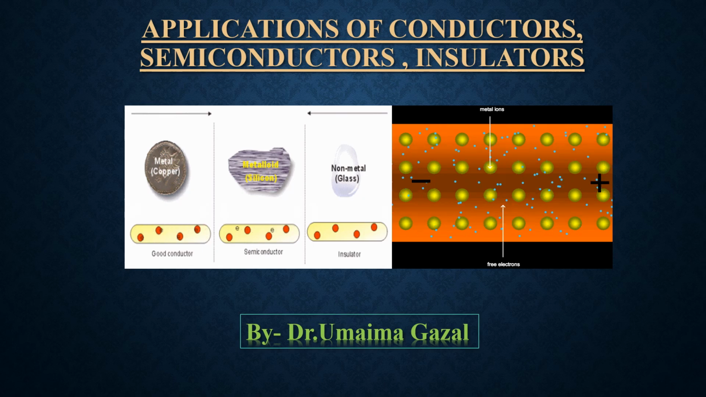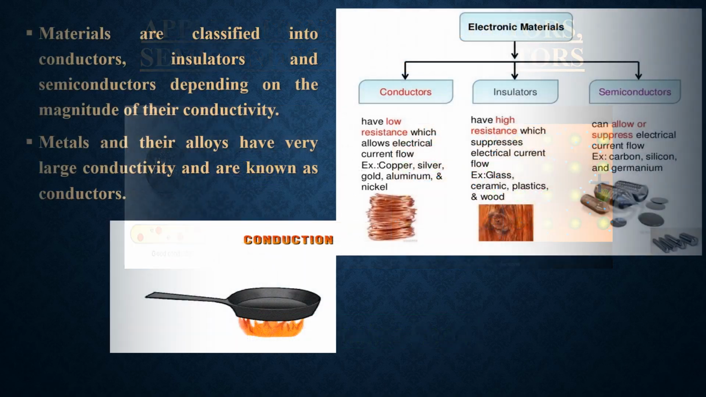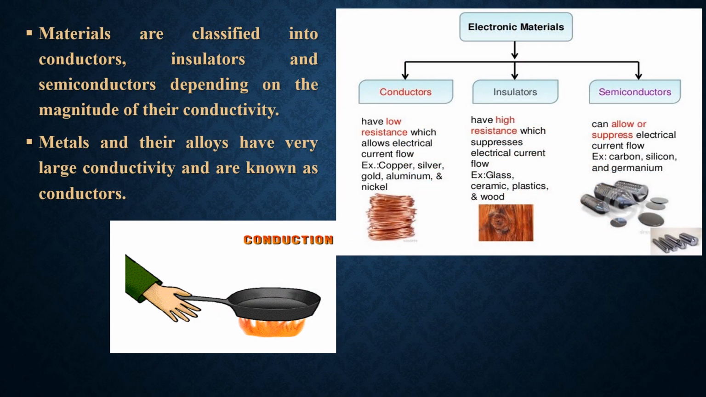Or you can say the substances which allow the flow of current are called electrical conductors, and the conductors are broadly classified in two categories: metallic or electronic conductors, and electrolytic conductors. When we are talking about conductors or materials, these all are said to be electronic materials. Materials are classified in these three categories depending on the magnitude of their conductivity. And metals and their alloys have very large conductivity, and then they are said to be conductors.